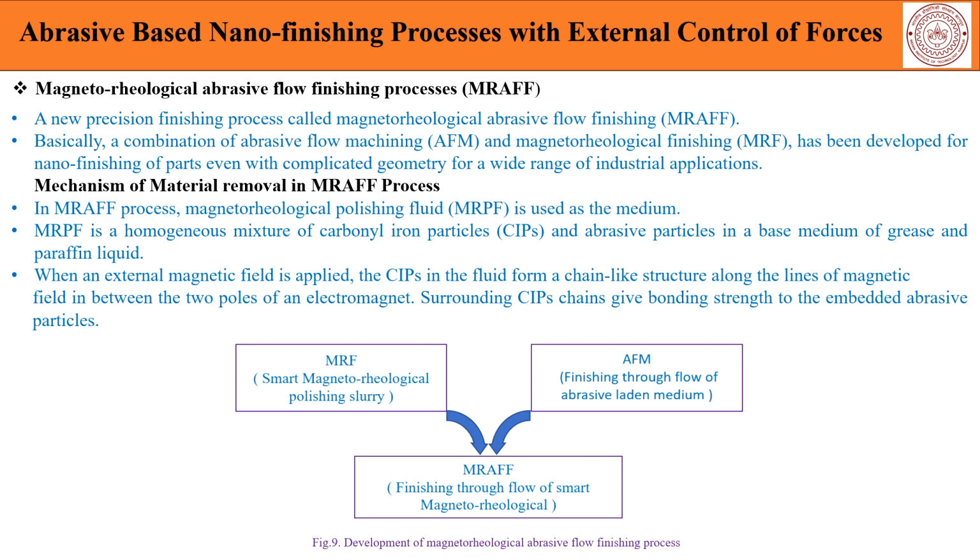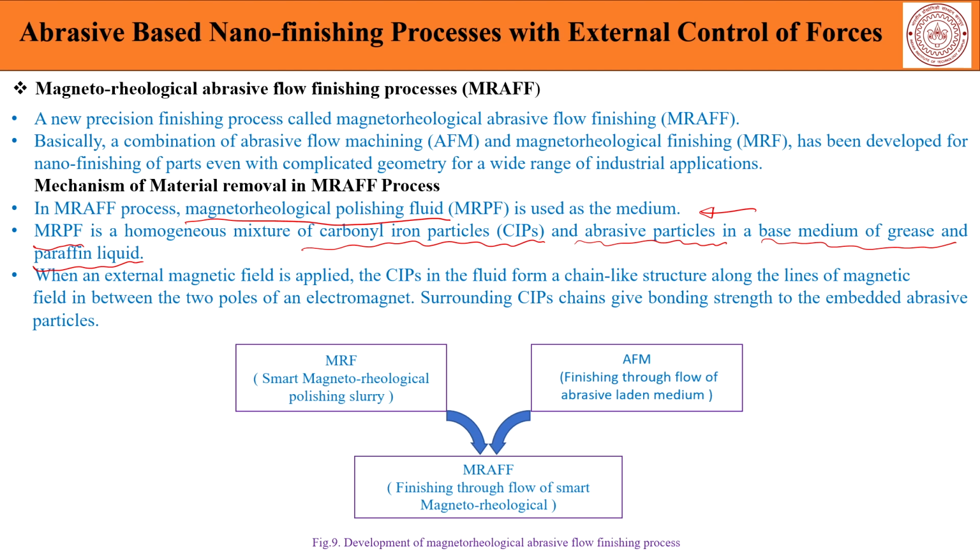In MRAFF processes, the magnetorheological polishing fluid is typically used as a medium. As I told you earlier, it has the property of changed viscosity on some actuating magnetic field externally. The MRPF, the medium that is there for doing the finishing, is actually a combination of carbonyl iron particles, CIPs, and abrasive particles in some kind of a medium like grease or paraffin liquid, which is the base medium, and then very well stirred and well mixed.